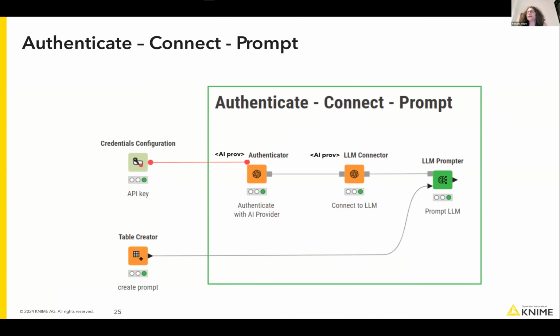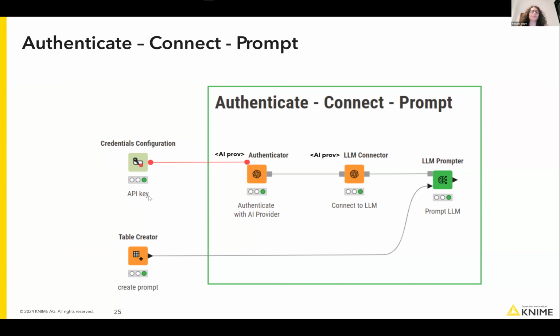To prompt a large language model via API, I need 3 steps. First, the authentication to the AI provider, then connection to the large language model, and then sending the prompt. So it's really 3 nodes: authenticator, connector, and prompter. Of course, before that, we don't provide any user creation or API key creation in KNIME. You need to register with the AI provider, whatever you choose. You need to create a user and a profile, and then from the profile, you need to extract the API key that you can then use to query the large language model.